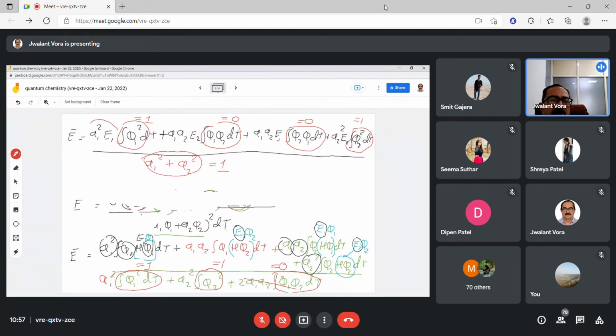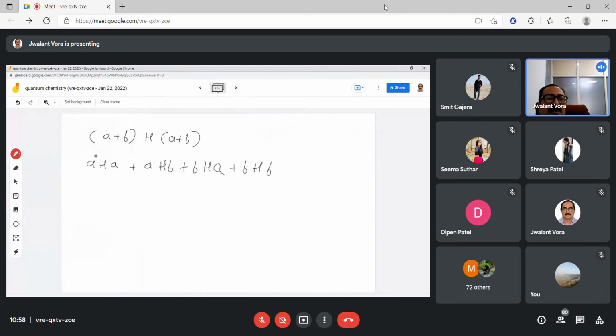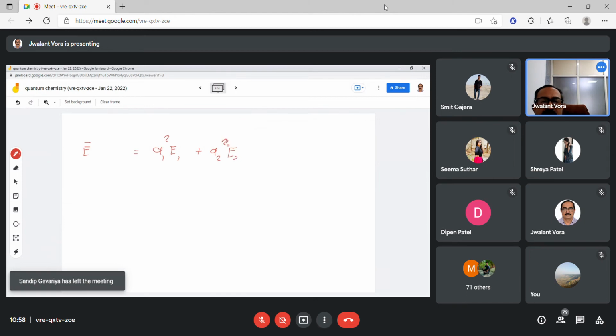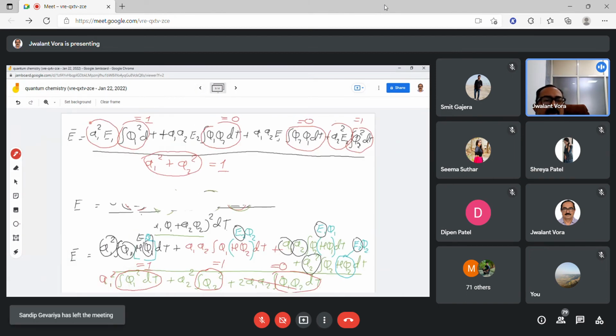So A1 square E1 plus A2 square E2, that will be equal to E bar. Therefore E or E bar is equal to A1 square E1 plus A2 square E2. આટલું આપણે સાબિત કર્યું. ફરી જોઈ લઈએ. A1 square E1 into 1 plus 0 plus A2 square E2 into 1. So A1 square E1 plus A2 square E2, that is equal to E bar.